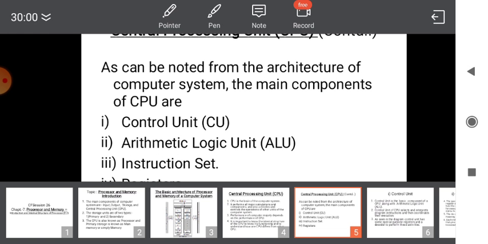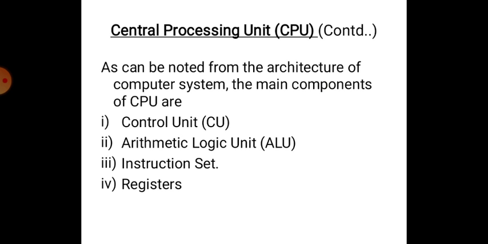Now we will study the main components from the architecture of the computer system: control unit, arithmetical logical unit, instruction set and registers. So these are the main components of the CPU. One is the control unit, another is the arithmetical logical unit, the third is the instruction set and the fourth is the register.